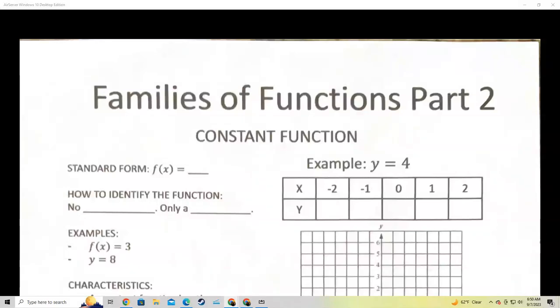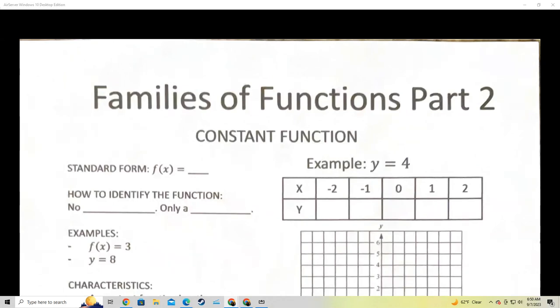Okay, this is a continuation of the notes that we were taking the other day. It's families of functions part two. If you remember, on the previous day we did four different families of functions, which was a linear function, absolute value function, a quadratic function, and I forgot the last one. But it'll come. Oh, exponential function. Sorry. So yeah, those are the four functions that we did last time.